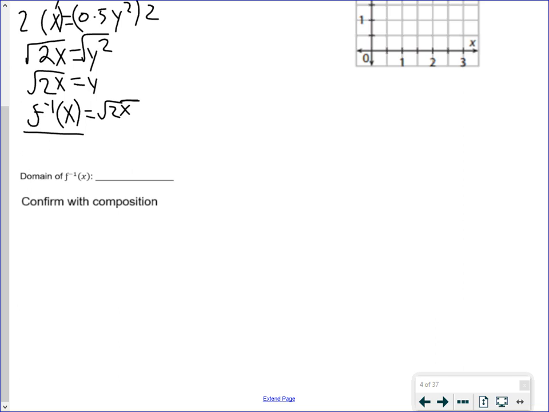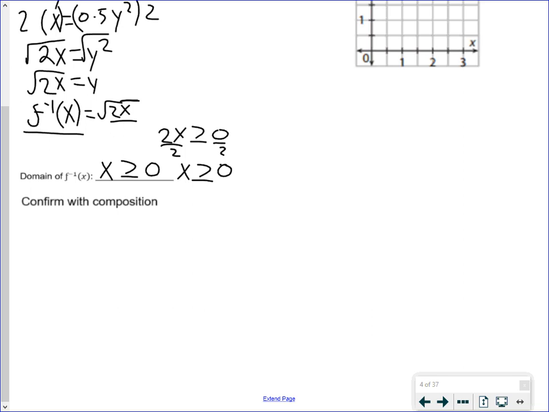So what we're saying is that everything underneath the square root, that 2x, has to be greater than or equal to 0. Or we can divide by 2 on both sides and simplify: x has to be greater than or equal to 0. 0 divided by 2 is 0. And that's exactly what our domain is going to be. x has to be greater than or equal to 0. All right, so we figured out our domain.